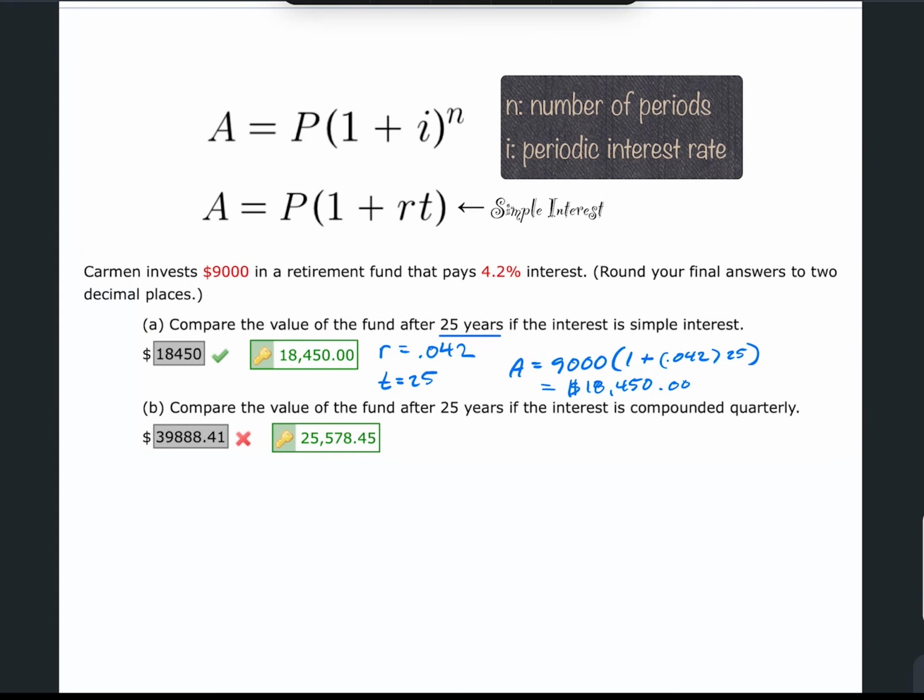Well, we know that N is going to be the number of periods. Compounded quarterly is referring to compounding it 4 times a year, but this is happening for 25 years. So 4 times 25 is 100. So the number of periods is 100. Also, I, our periodic interest rate of 4.2%, is divided by 4 because it's happening 4 times a year. So we're going to take that 0.042 and divide that by 4.